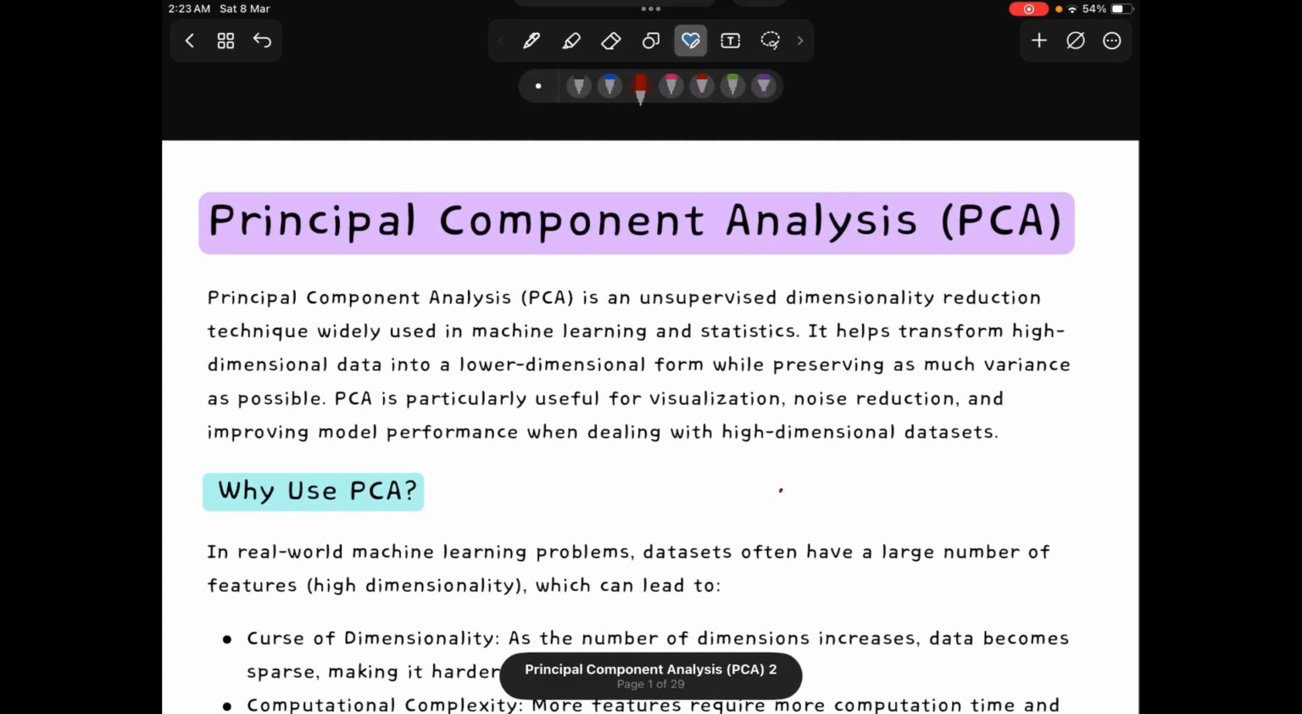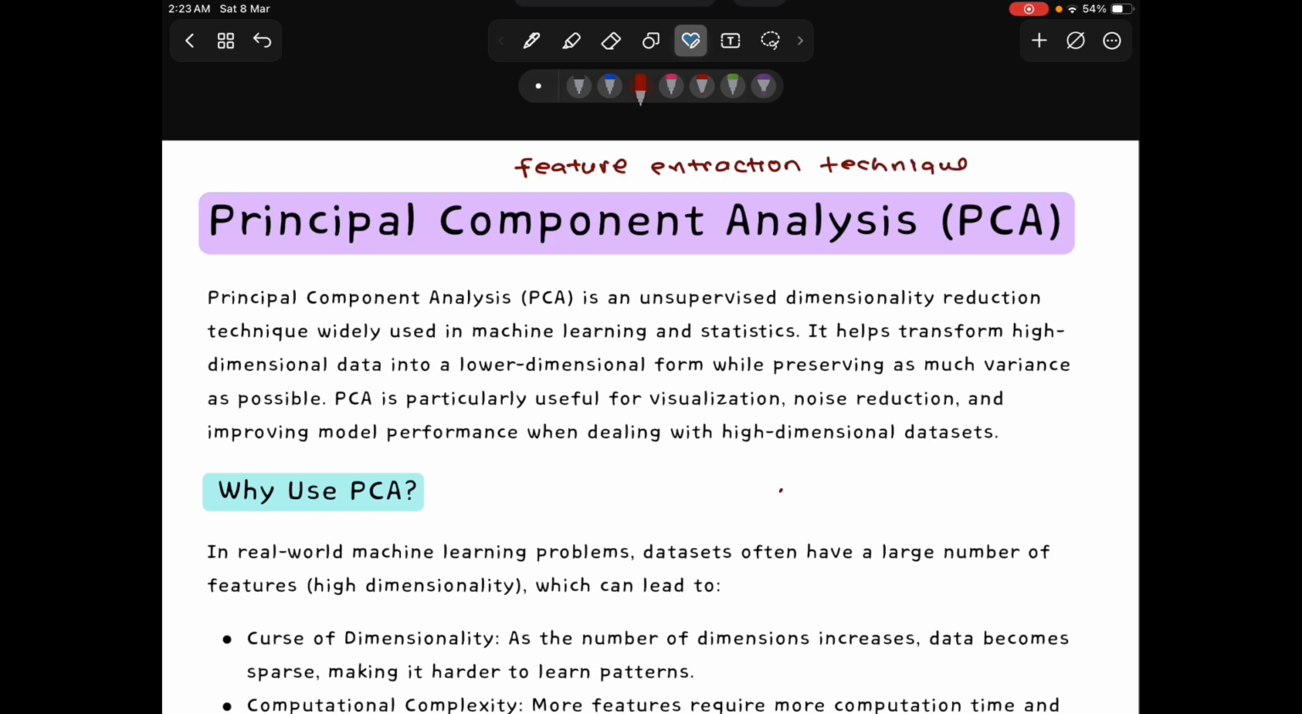So hello, I am Arsit and today I will be briefly discussing principal component analysis or PCA. It is a feature extraction technique.